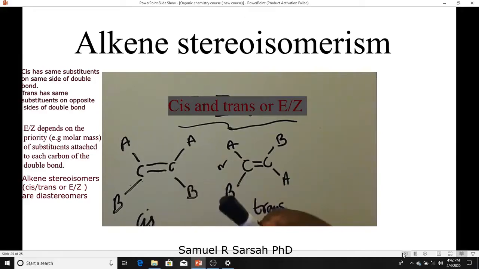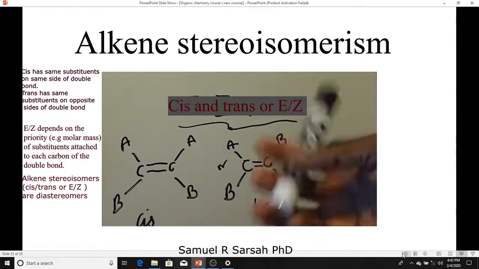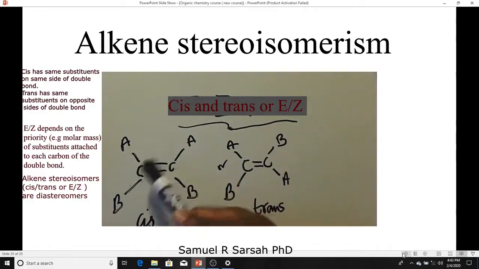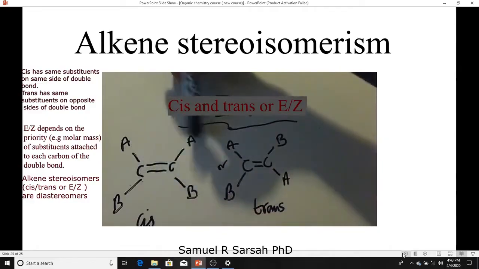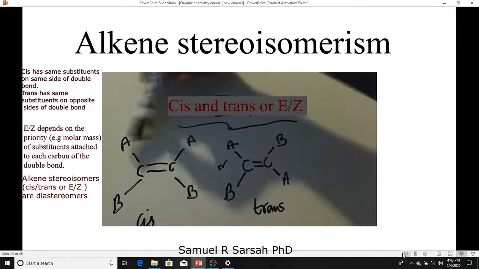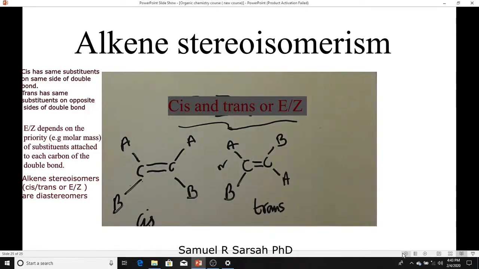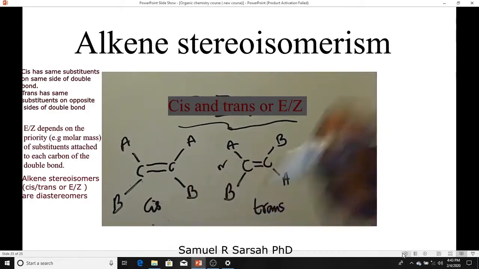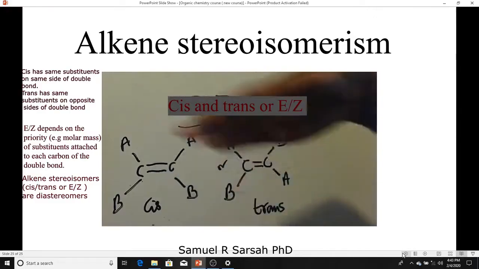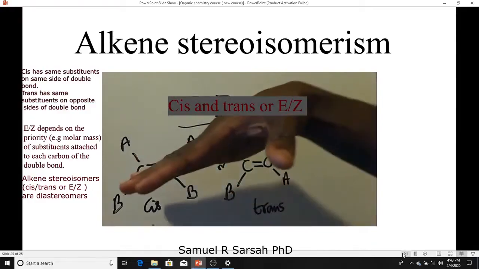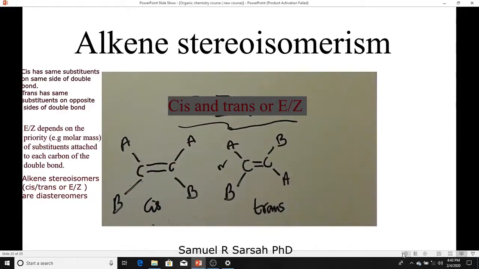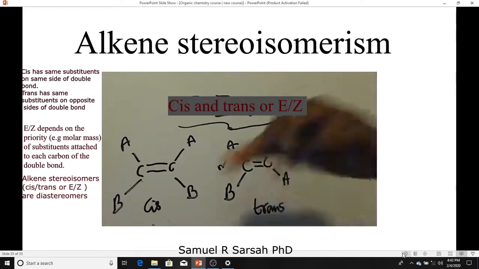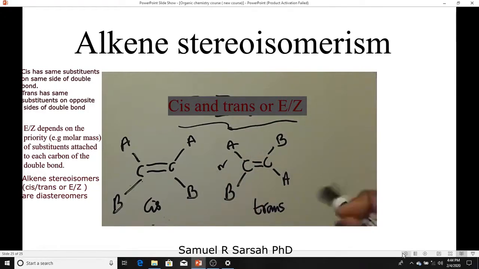Cis and trans isomers. The system is related to alkenes. For example, we have this alkene, but both groups on the other end are the same. This is a cis alkene because we have the same groups above the plane and the same group below the plane. And if you have groups across, then we have a trans alkene.